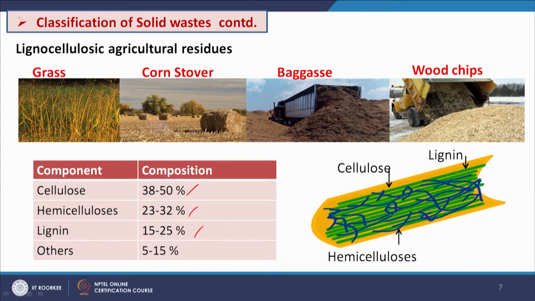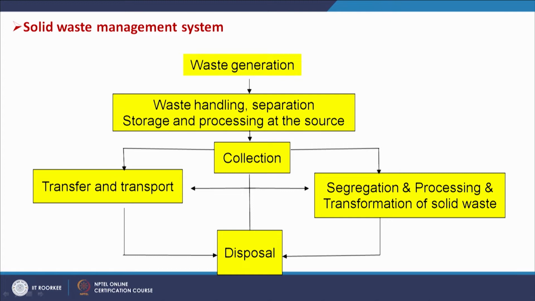Lignin, hemicellulose and cellulose have different structures, because all those compounds have different chemical formulas and their structures are different. Some have a crystal structure, like cellulose, and hemicellulose has less organized crystals, and this is the structure of this. So, this information will help us in how to use these feedstocks or wastes as a feedstock for the production of energy. Now, we will discuss the solid waste management systems.